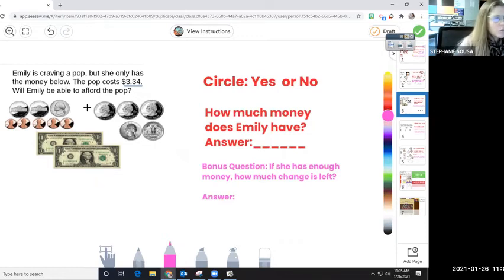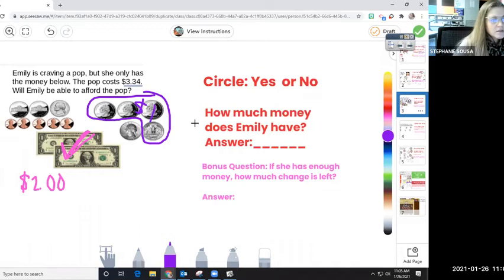Let's see. We have monies. It's been arranged for us in groups. We're going to count what we have. I have $2. I know that $2 is written as 2 decimal point 00. So I got my $2 there. Now I've got my quarters. I know that 4 quarters is $1. So I'm going to circle these and add $1. $2 plus $1 is $3. So far it's looking good for Emily to buy that expensive pop.